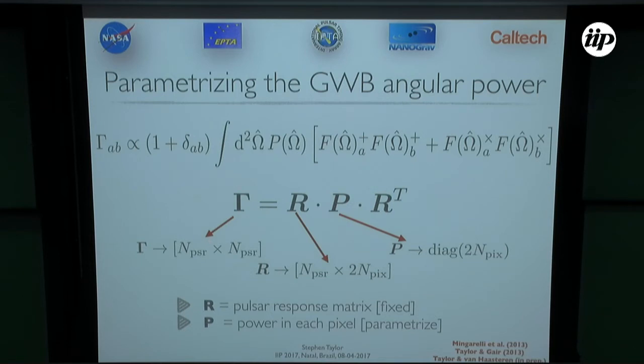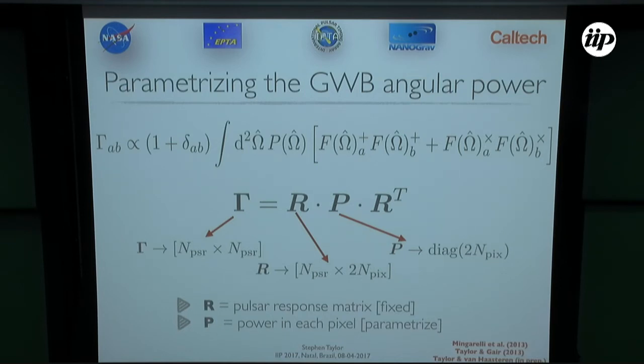So this matrix, which appears in all of our equations for the likelihood, is n pulsar by n pulsar. This is your antenna response matrix, which we can just write down as something which is n pulsar by 2 times the number of pixels, because you'll have plus and cross responses. And then you'll have some diagonal power matrix. You're assuming that there's no correlations between gravitational waves on one side of the sky and gravitational waves on the other side of the sky.